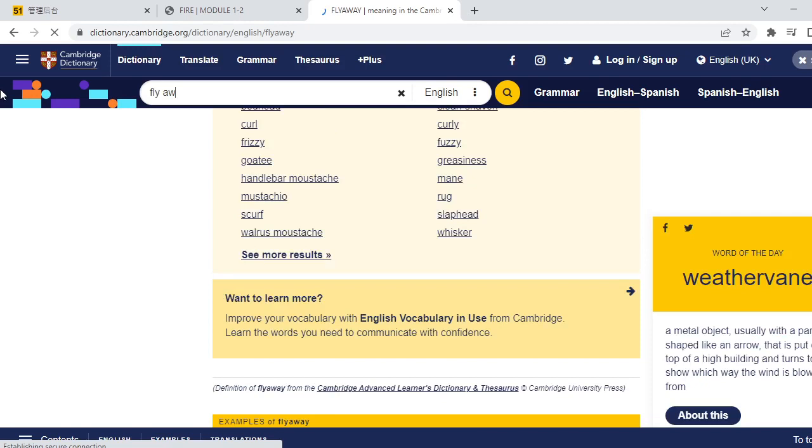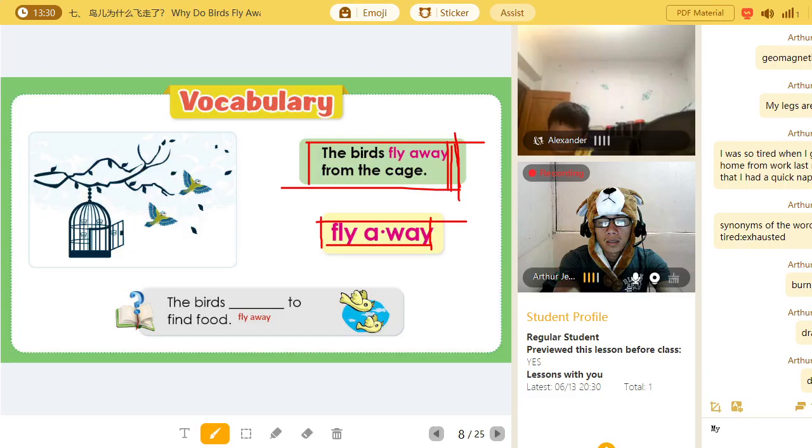All right, let me think of another sentence. You can also say, let me think of a sentence. Okay, here is my sample sentence. The birds in the tree fly away.